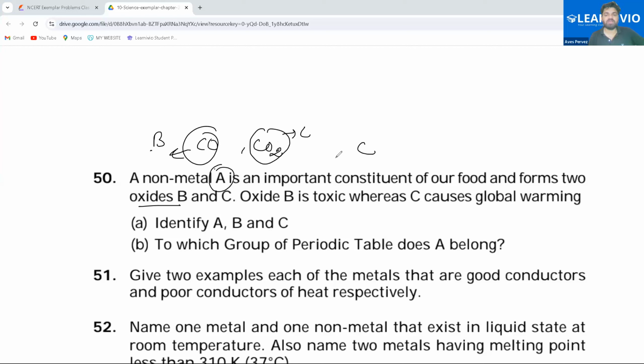Okay, and element A is carbon. Understood, everyone? Yes or no? Yes.